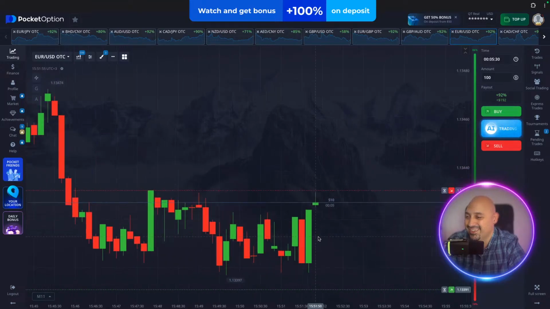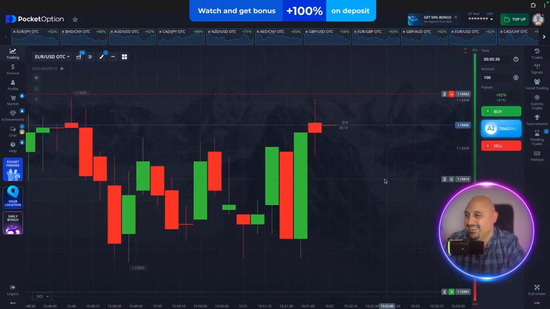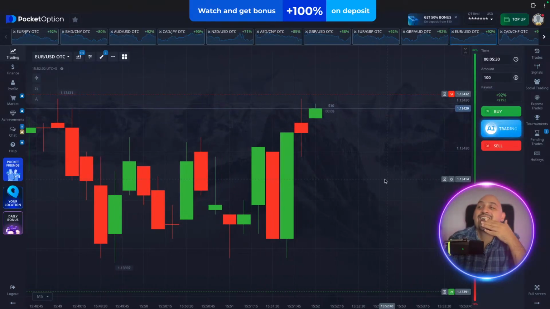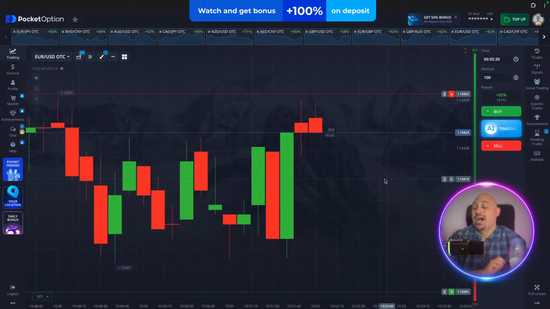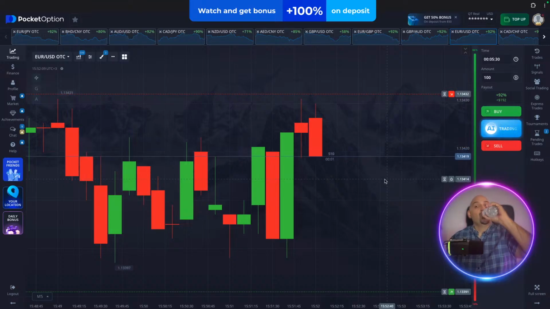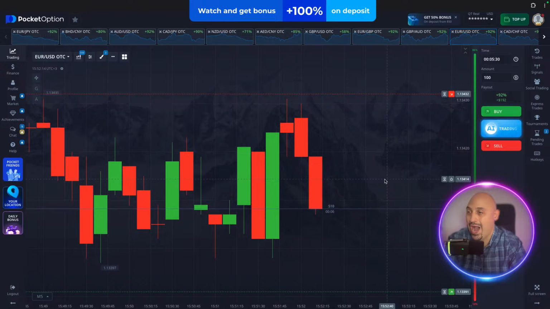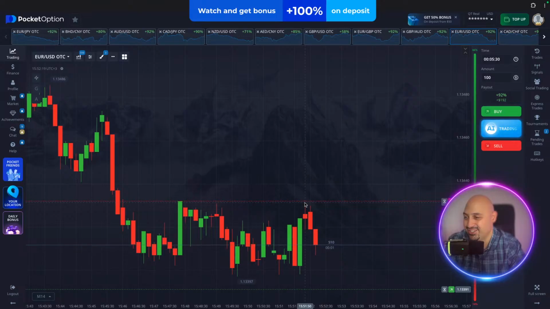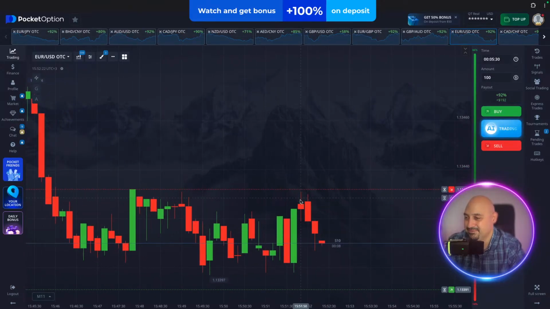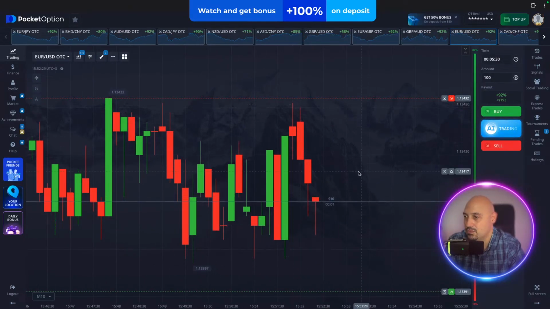Look how close. Guys, look at this. Wow. We did not touch it. But then we can see that it's going lower. Unbelievable. Look how close.